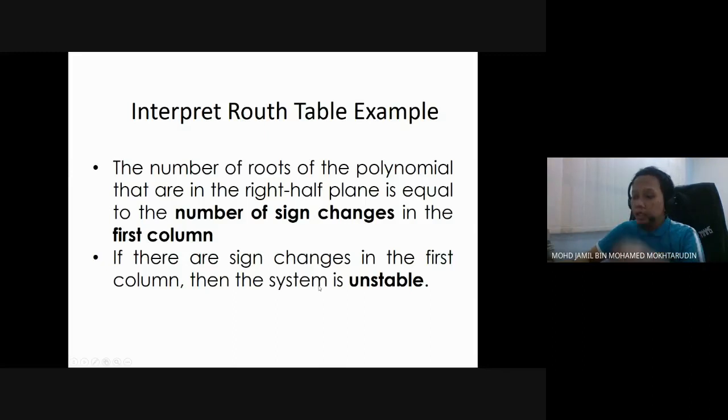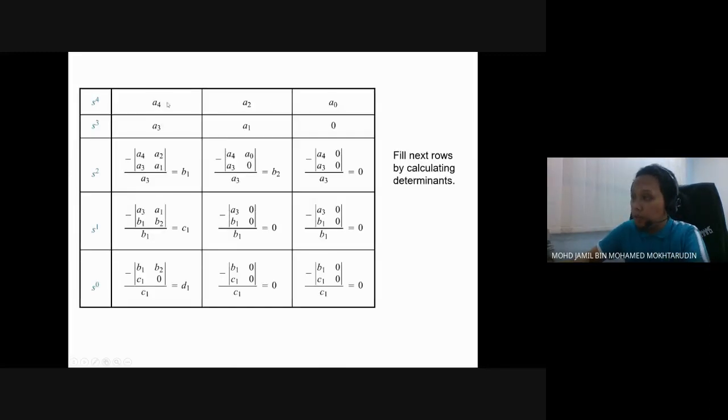Sign changes meaning that, let's say if you have positive value here and negative value here. So positive to negative, there is one sign change. So one sign change means one pole on the right hand side of the S plane. So let's say A3 and B1 here. Let's say A3 is negative and B1 is negative also. Then there is no sign change, negative and negative, no sign change from A3 to B1. So no sign changes means no poles on the right half plane. So you need to look at the first column of the Routh table.